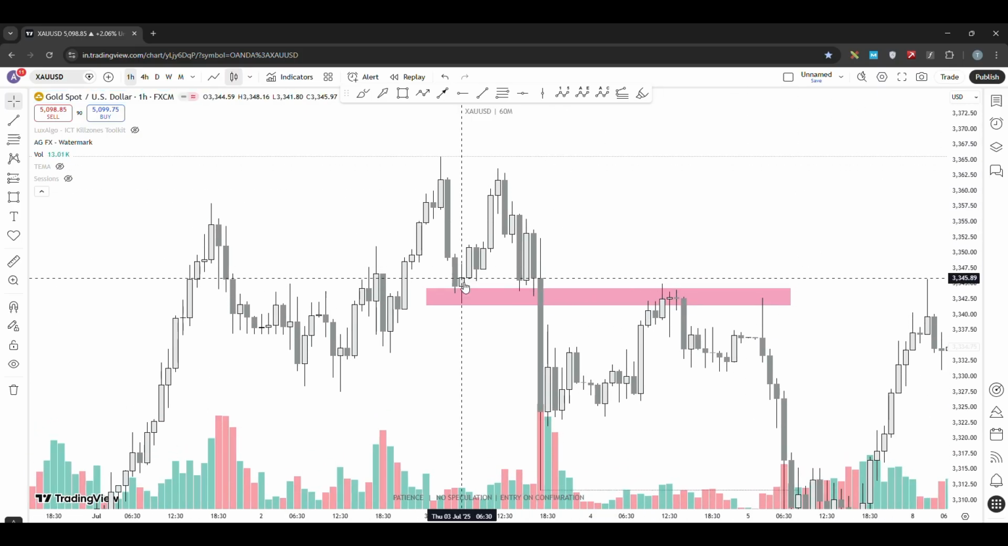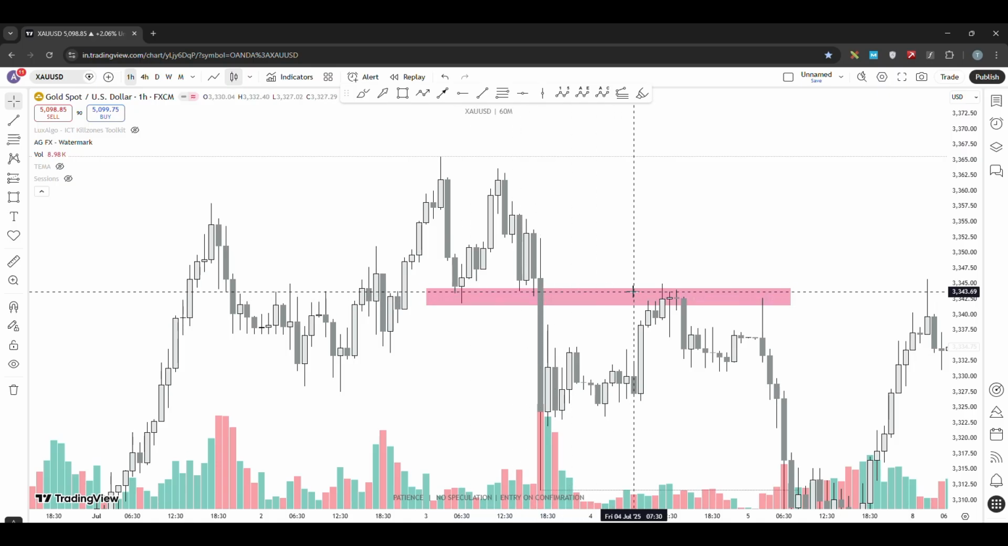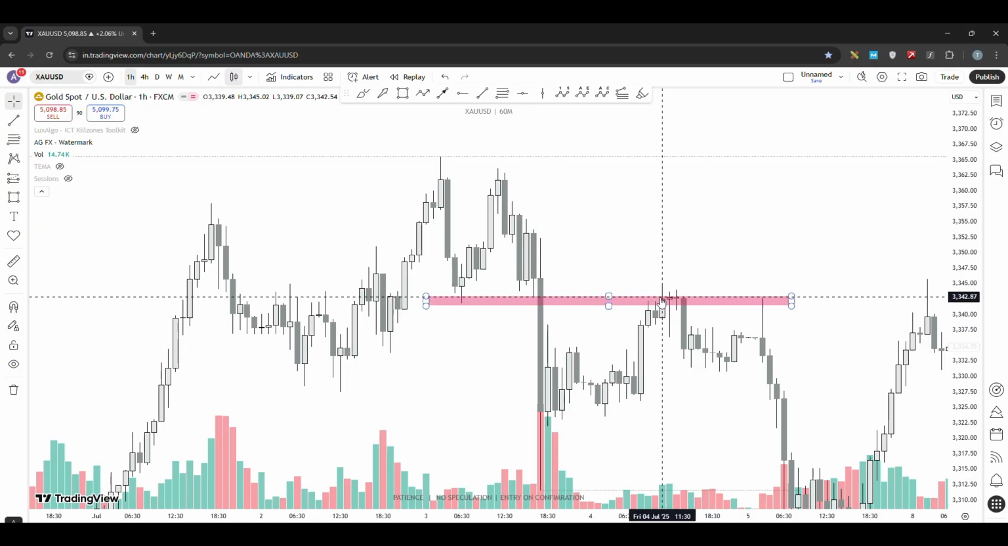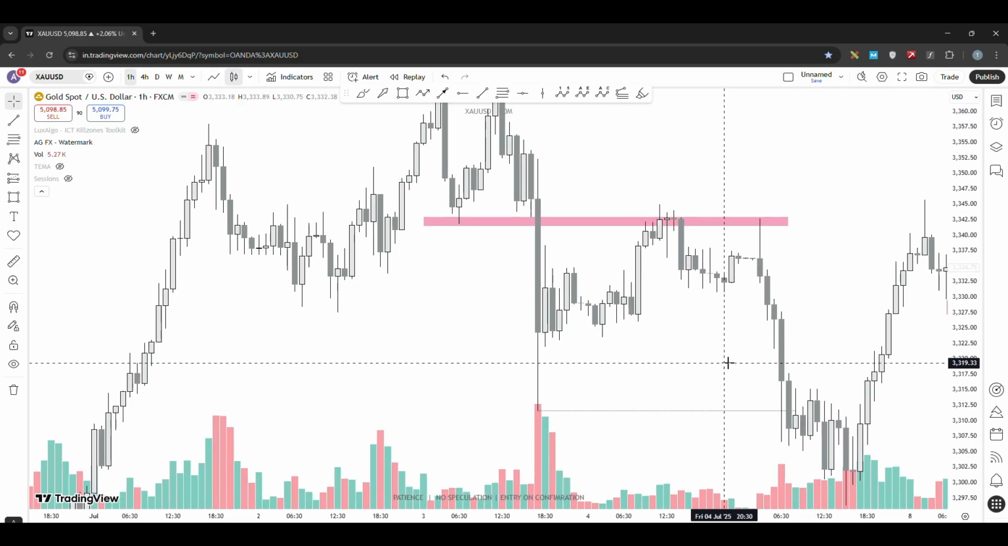Here also we can see that we have got this mitigation block, and just in front of this mitigation block we have got this fair value gap, right? So we can just mark this fair value gap zone which overlaps with the mitigation block, and you can see not a single candle closed above this POI. Market tapped into it and immediately got displaced to the downside.